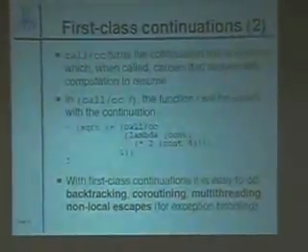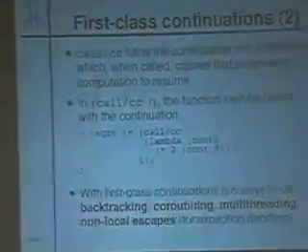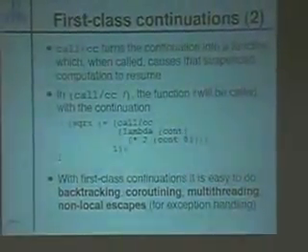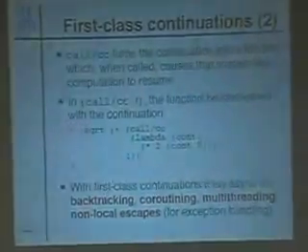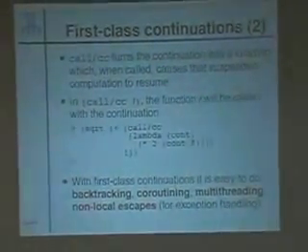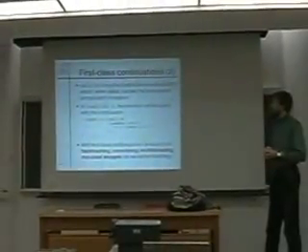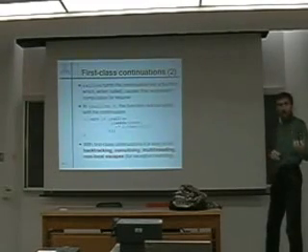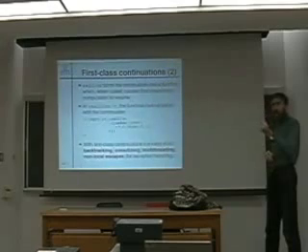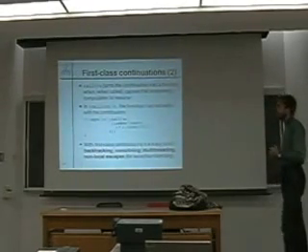So call with current continuation, the call/cc operator or procedure in Scheme, turns the continuation into a function. Continuations are actually implicit in Scheme, and with the call/cc function, you can reify, make real, this implicit continuation, and then use it in your program. Call/cc will transform this implicit continuation into a function, and when you call this function, it will resume the continuation that it corresponds to.